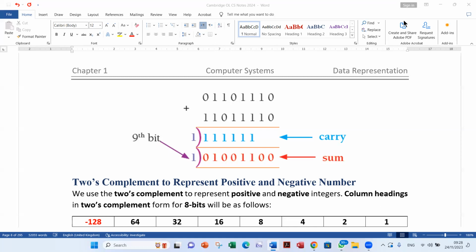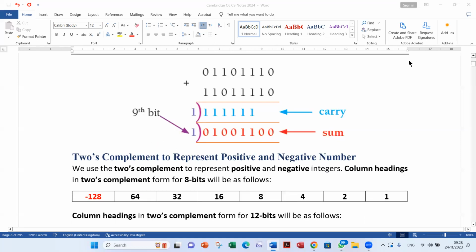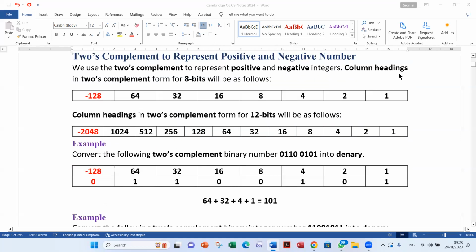There is some science behind it, but it is really successful because when you apply the 2's complement to a number, it changes to its negative equivalent. We can just learn and practice how this works, and you will find it very, very useful. So we start here with 2's complement to represent positive and negative numbers.